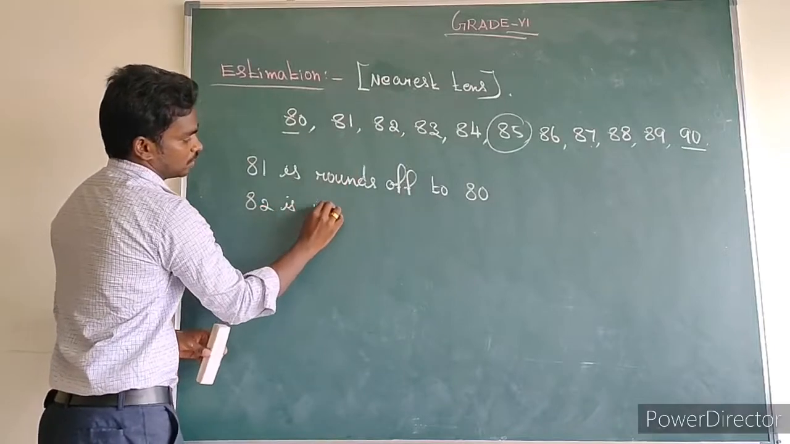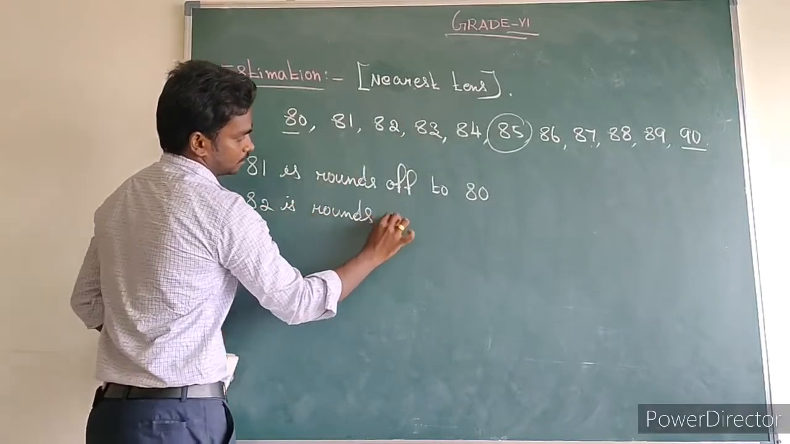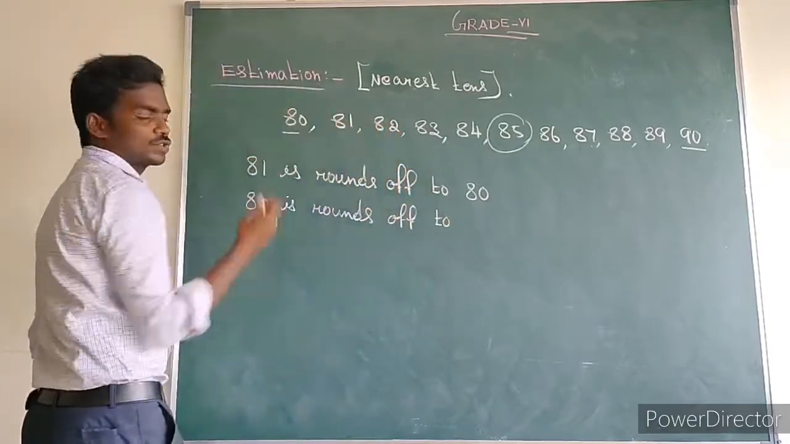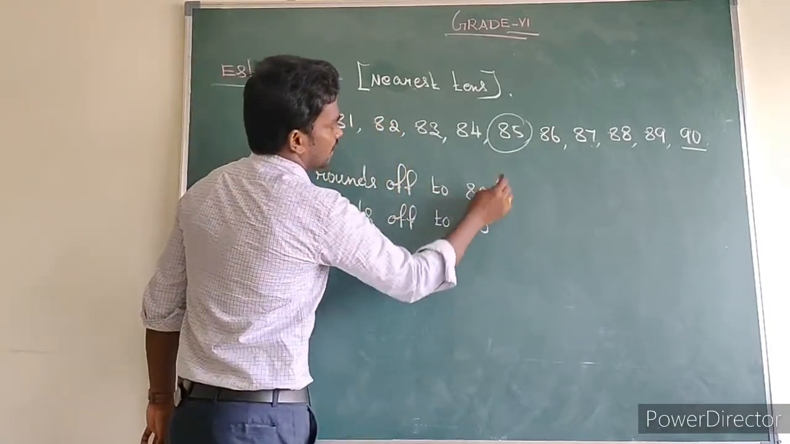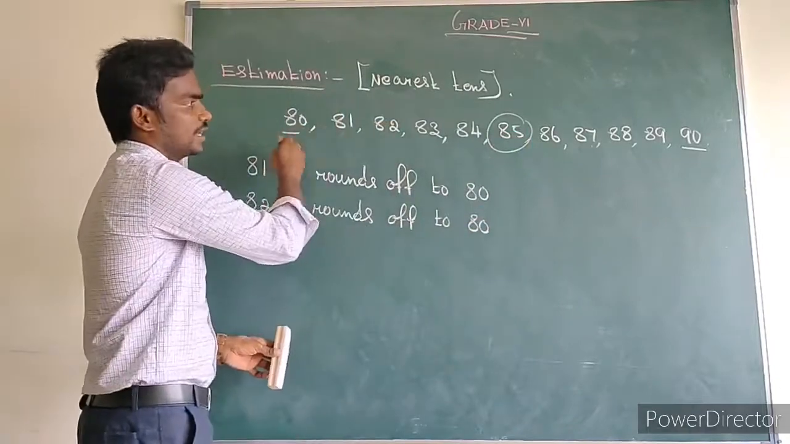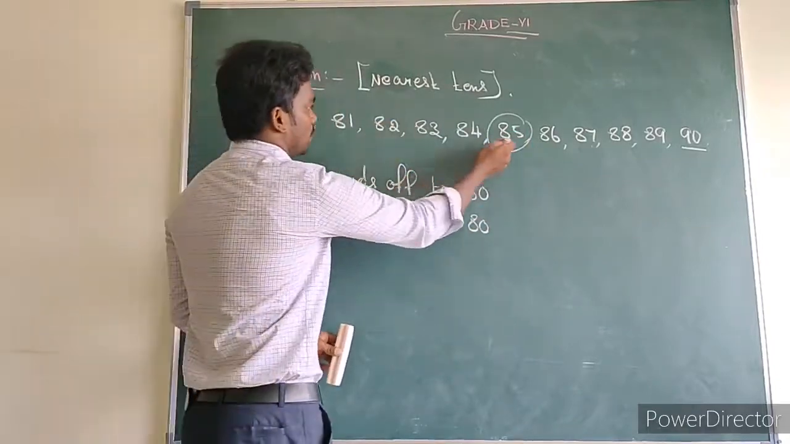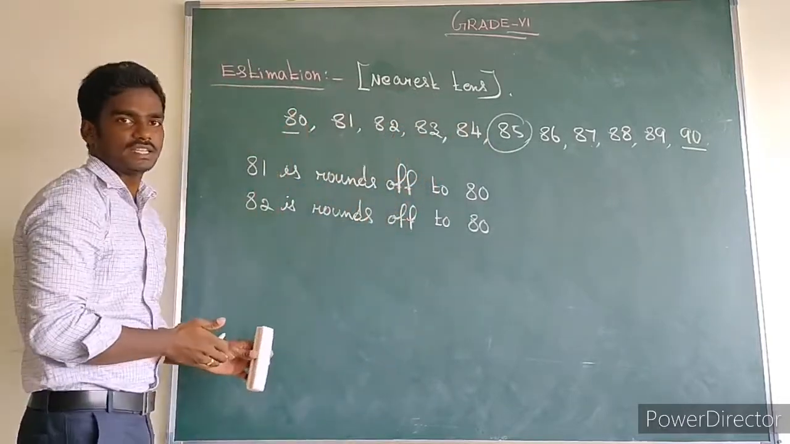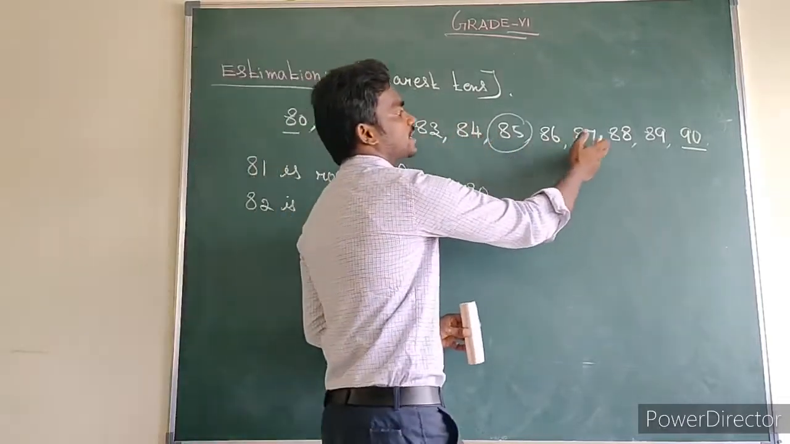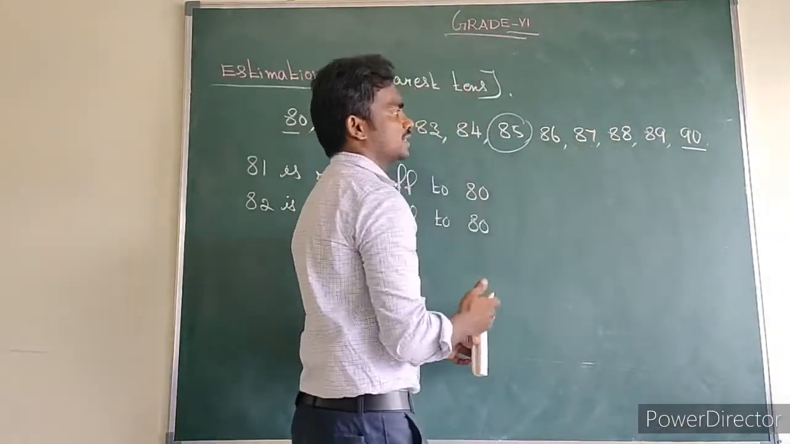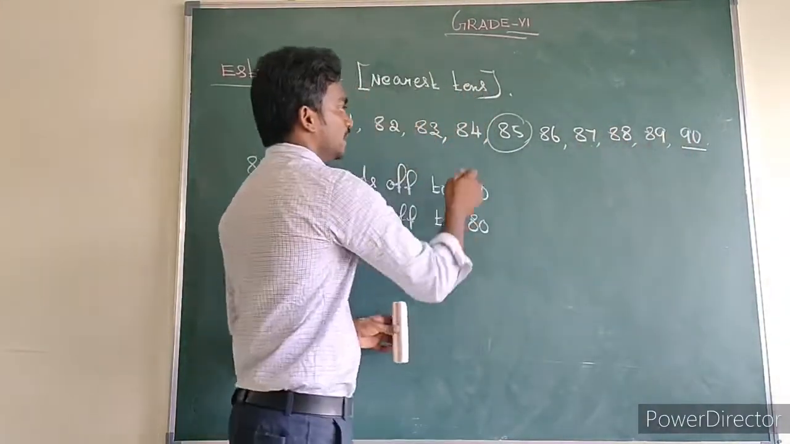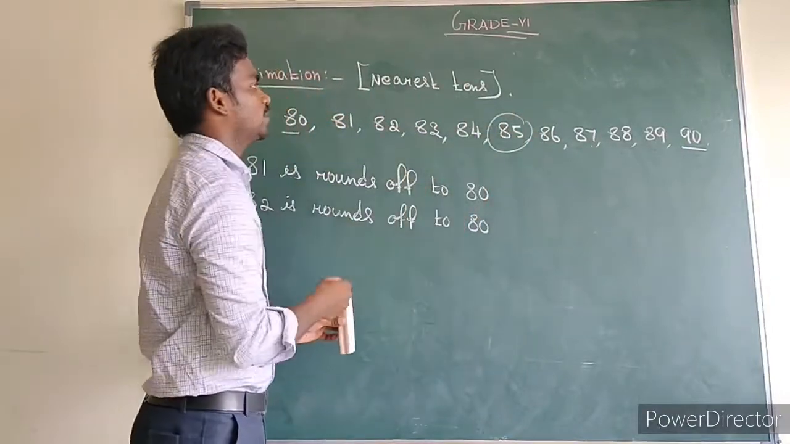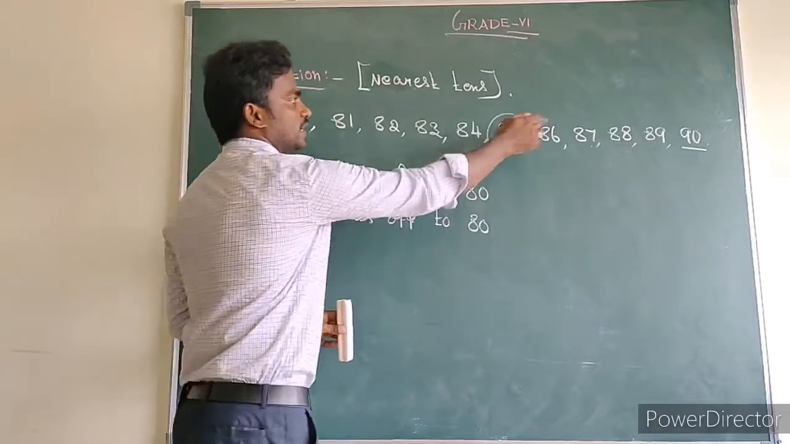82 is rounded to 80, also nearest to 80, because 85 is the center value between 80 and 90. So the numbers 81, 82, 83 and 84 round to 80. And 86, 87, 88, 89, these four numbers are nearest to 90. In general, 85 is the center value, but by the general rule 85 is closer to 90.